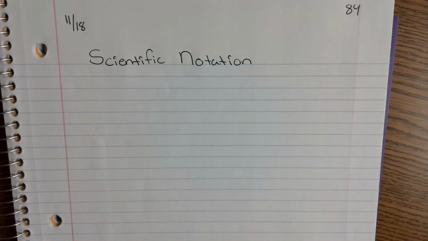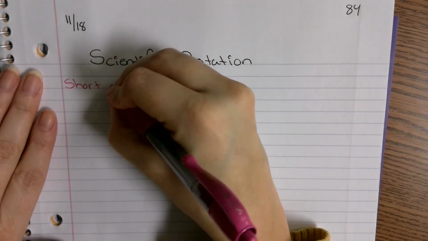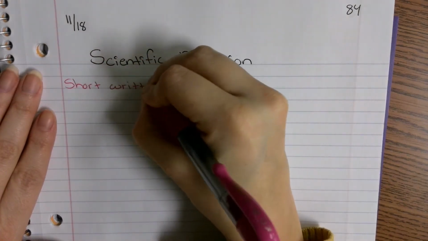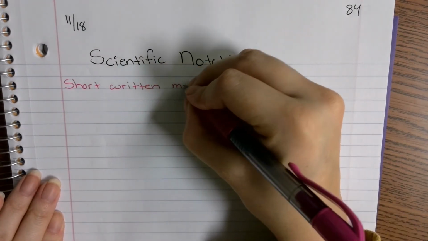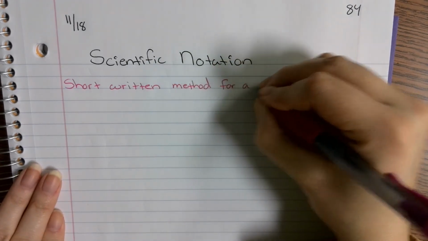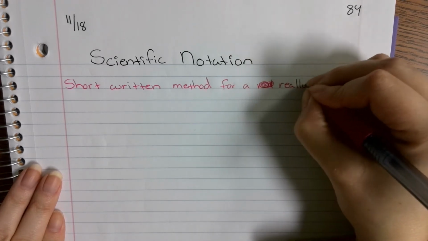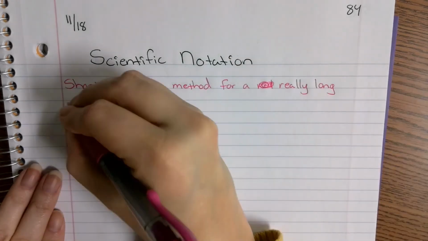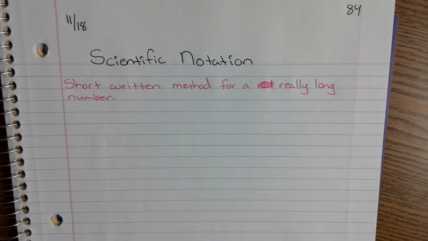Now, the idea of scientific notation is just a shorthand method of writing a really long written number. A short written method for a really long number. Those numbers might be really, really, really large. They might be really, really, really small, because even really small numbers are very long written numbers.